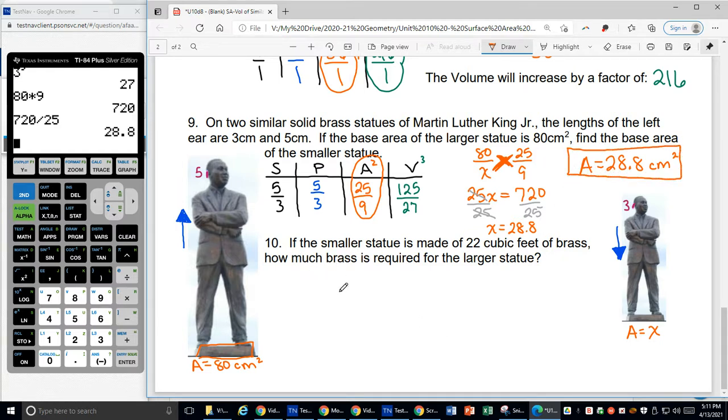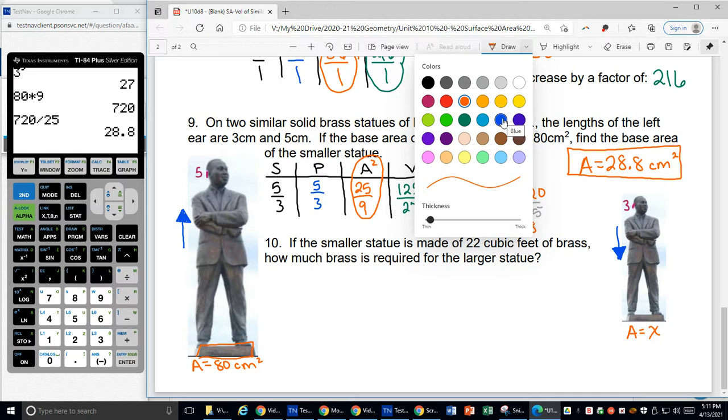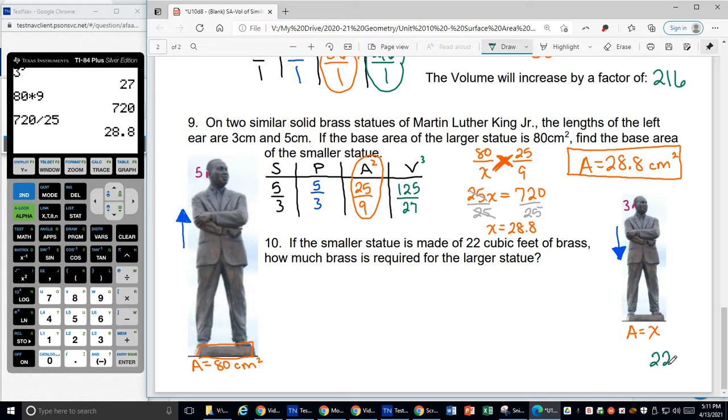Okay, let's look at this last problem. If the smaller statue is made of 22 cubic feet of brass, when I see that they're cubic feet, that's telling me we are talking about volume. How much brass is required for the larger statue? So what's the volume of brass that I need? I'm going to be looking for this volume on the larger statue. So remember, we're going to do the larger one, X, over the smaller one, 22.